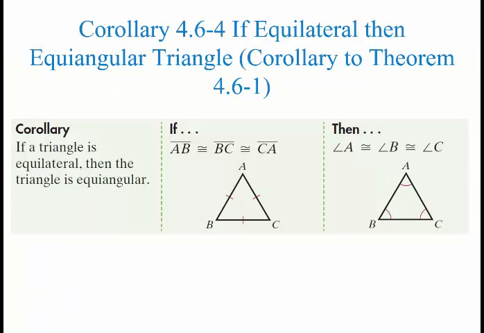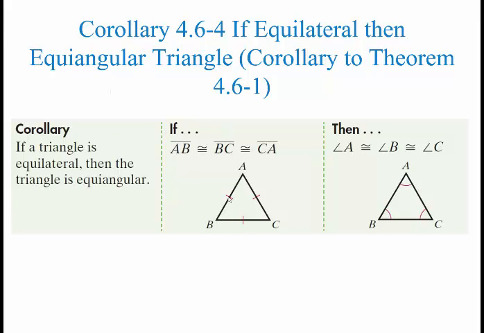All right, let's do another one. A corollary from this. If the triangle is equilateral, this is a corollary to theorem 4.6-1. And here's the corollary. If a triangle is equilateral, then the triangle is equiangular. So if the triangle is equilateral, then it's an equiangular triangle.